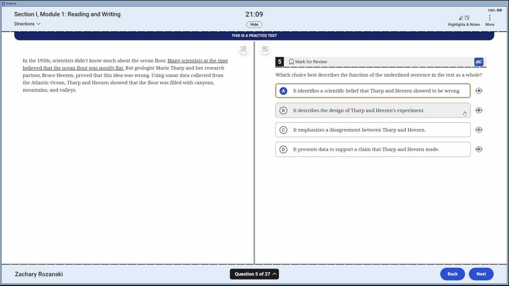It describes the design of the Tharp. This is not the design. This is a belief people have. It emphasizes a disagreement between Tharp and Heezen. Maybe he's one of them. One of them is one of the scientists. It presents data to support a claim that Tharp and Heezen made. This doesn't seem to present data unless they both were part of the many scientists.